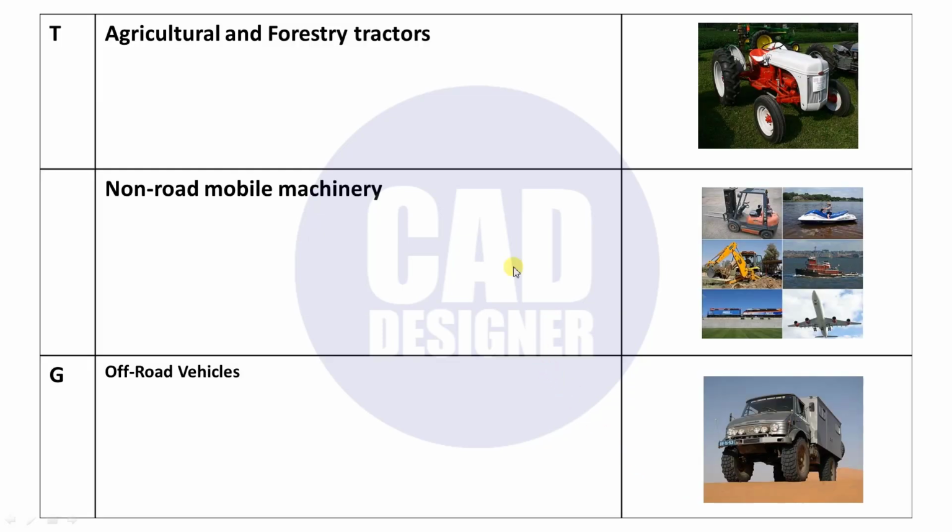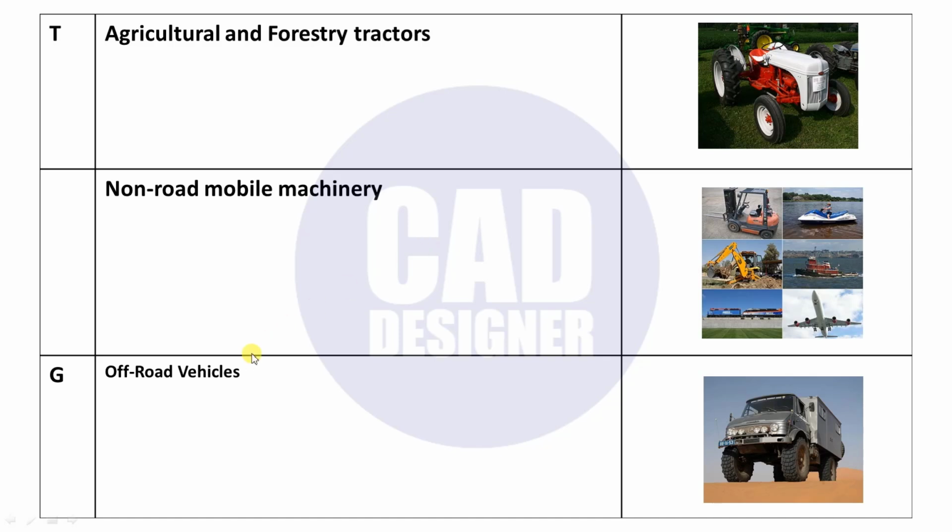Then the next category is the T category. It is agriculture and forestry tractors. So this tractor type of vehicle comes in the T category. Again, the next category is non-road mobile machinery. See this image, this JCB, aeroplane, then train, then ship. This is a material handling car. They come in the non-road mobile machinery, they are not running on the road. So this is a special category.